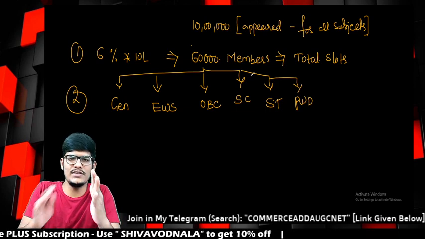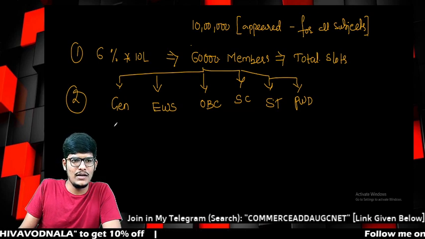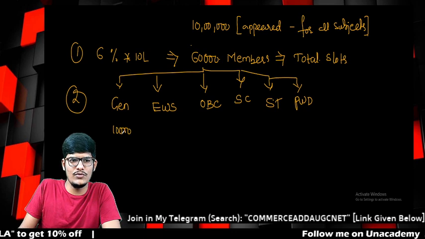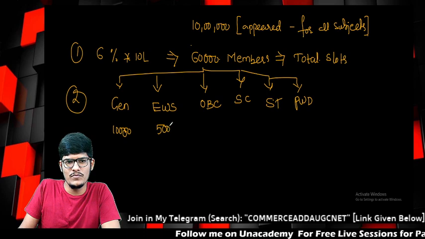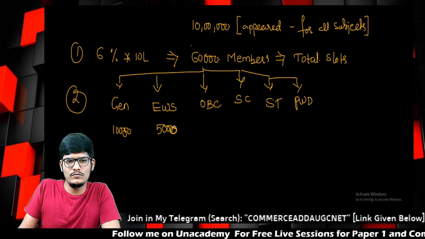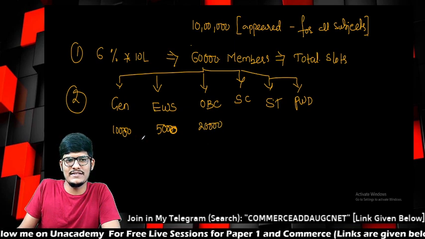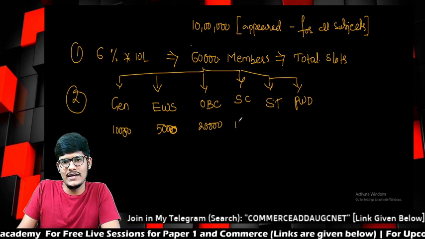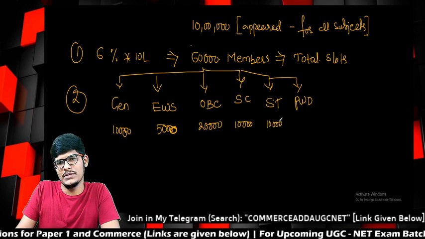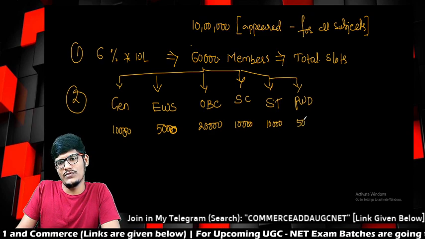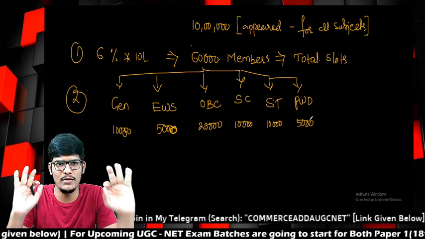Now that 60,000 is going to be segregated based on the percentage of reservation for each category. Suppose, assume 10,000 for General out of 60,000, EWS 5,000, OBC 20,000. Total: 20 plus 10, 30, 35. SC another 10, 45, and ST 10,000 people, 55, and 5,000 for the persons with disability category. These are the categories for example. These are assumed numbers only.